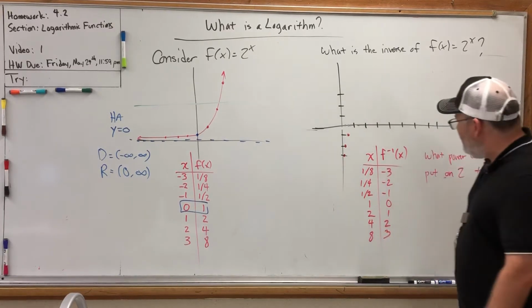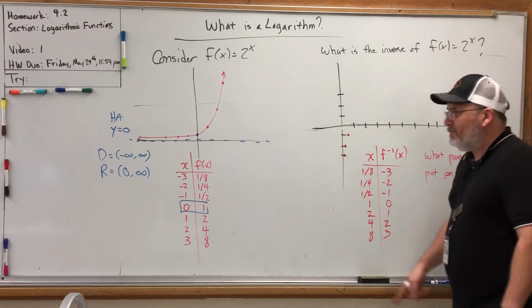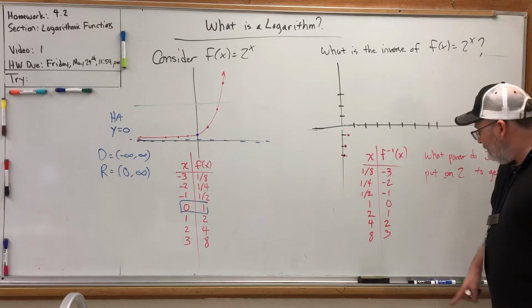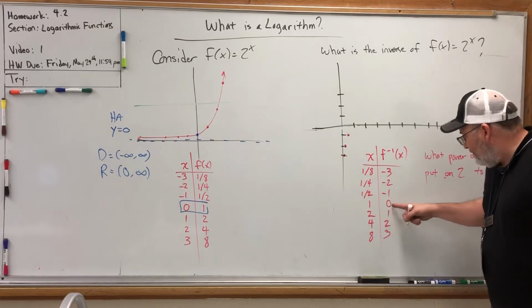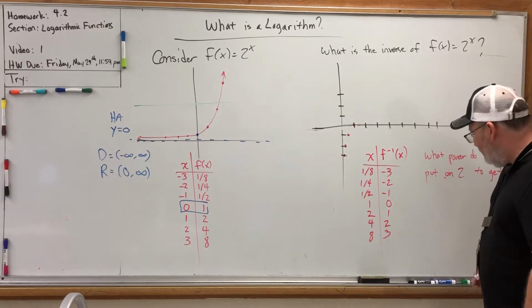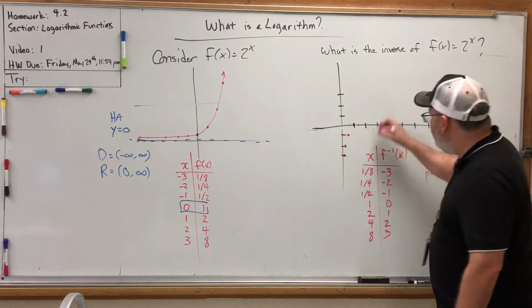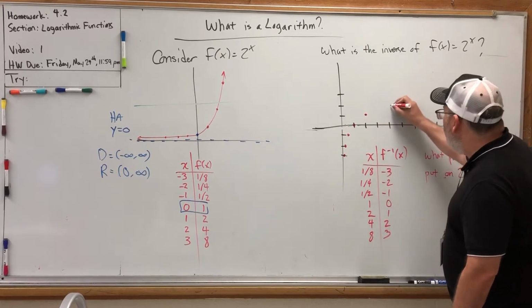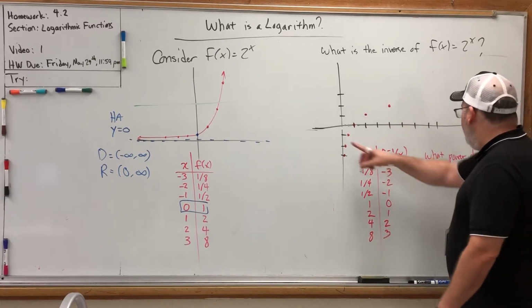Wait, didn't we have some points previously that were hugging the x-axis over here? Now they're hugging the y-axis. I go over 1 and down 0. Hey, an x-intercept. I go over 2 and up 1. I go over 4 and up 2. And then I go over 8 and up 3.